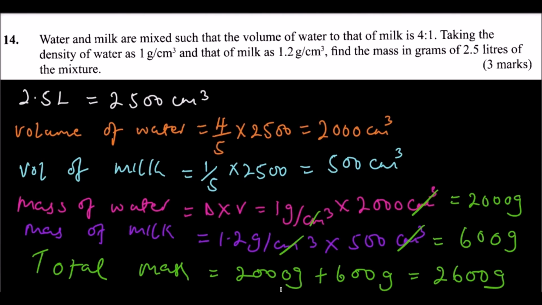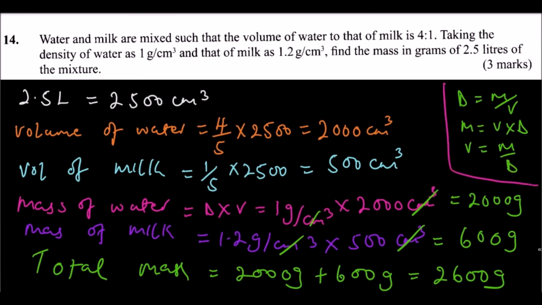Remember, you were taught how to get density in Form 2. Density is equal to mass over volume. So you can interchange: if density is equal to mass over volume, it means mass is equal to volume multiplied by density, and volume is equal to mass over density. So you can rearrange the formula to suit what you are looking for. That is how you do that question, and you get yourself 4 marks.